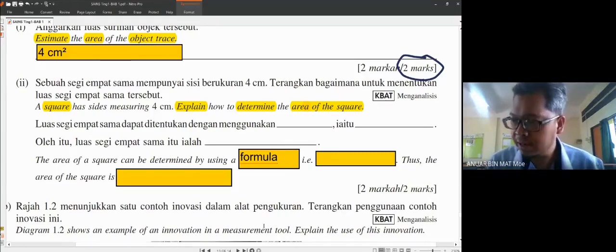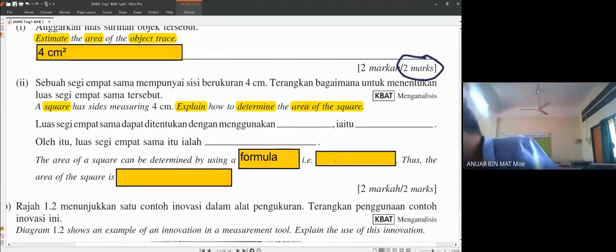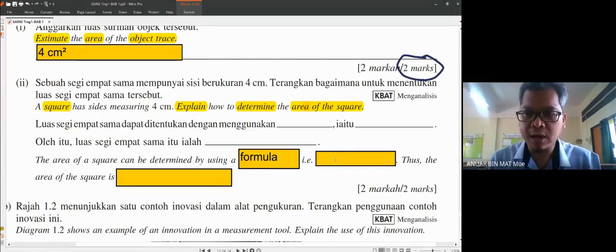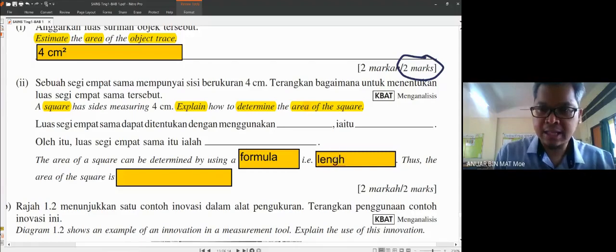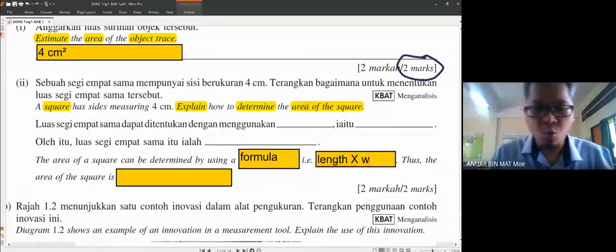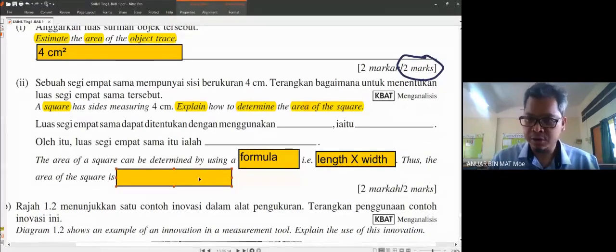Okay, boleh ya, kelas kan? So you can use the formula. For example, what is the formula about? Length times width. You must do some explanation. You must use the formula, meaning what times or what multiply by what. So you can write here length multiply by width.